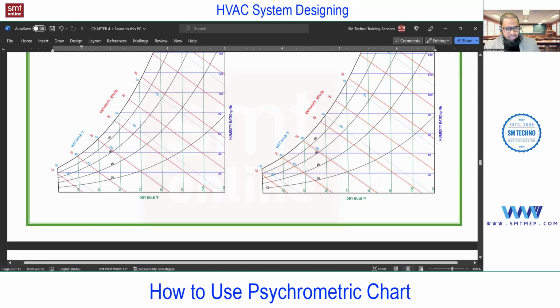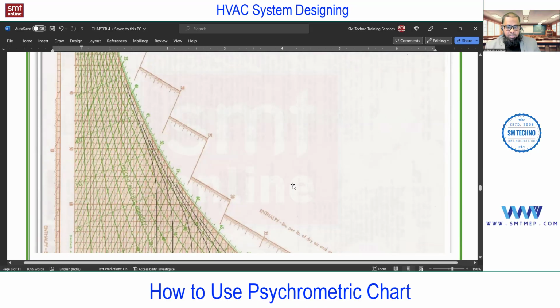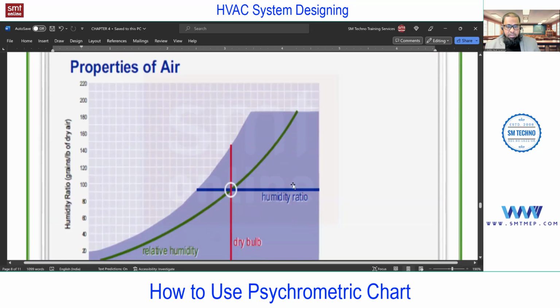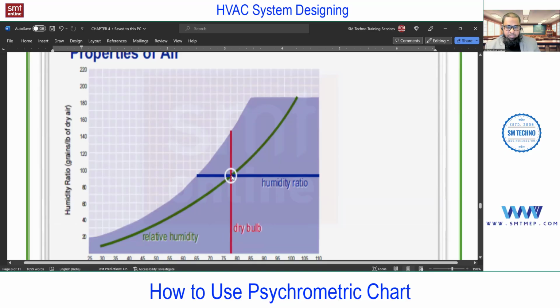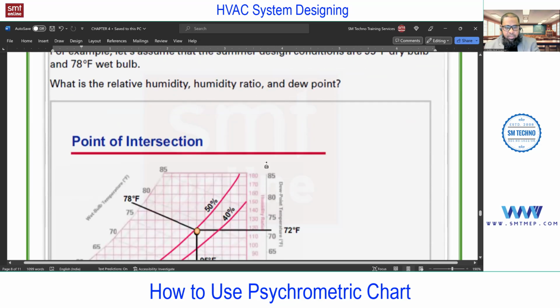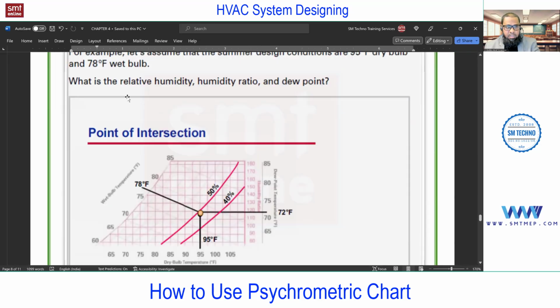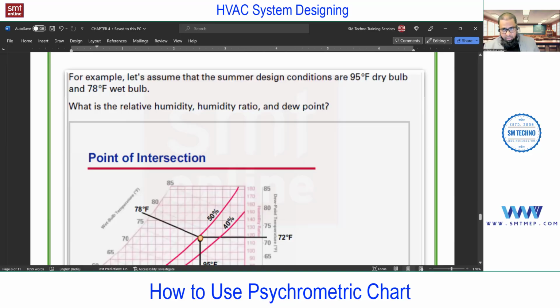Okay, so we'll do one simple example using this psychrometric chart. This is taken from Crane. In this way, you can find the point. I'll show you; this is just an example. Now we'll verify this example first. In this example, what are the 2 known properties given? 95 degrees Fahrenheit dry bulb is given, and 78 degrees Fahrenheit wet bulb is given.